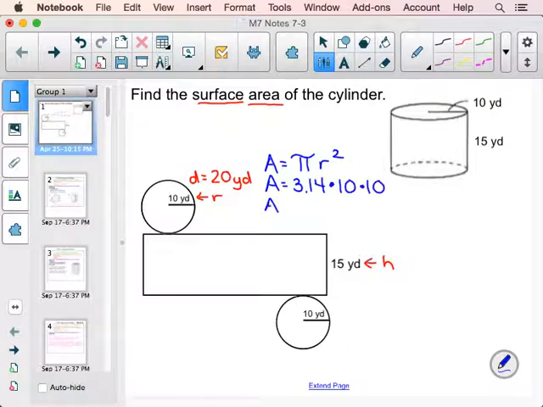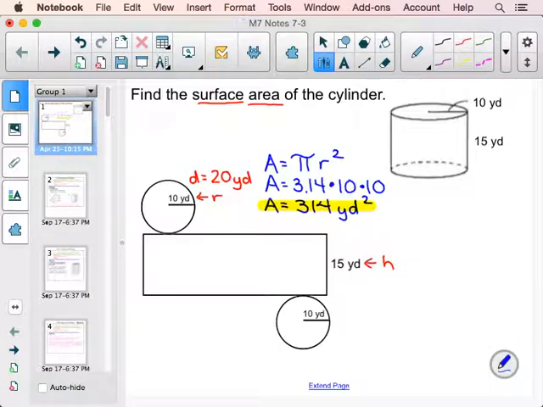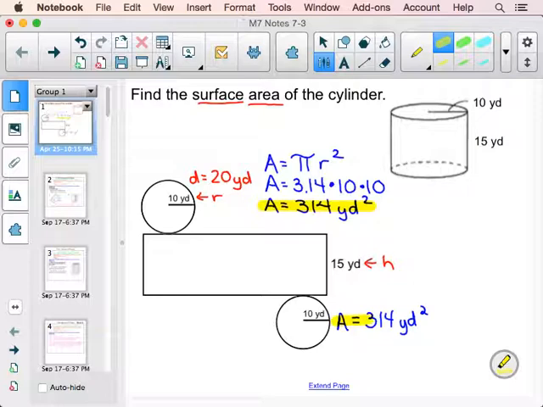So when you multiply that out, you'll get that this first circle, we'll call it the top, is 314 square yards. I like to highlight that. You may want to circle it. That's one of our areas. So that's one surface that we have there. And then we also know that the other circle is going to have the exact same area. So we don't have to do that work all over again. We just know it's going to be the same. So you're going to use that number twice, and that's another area.